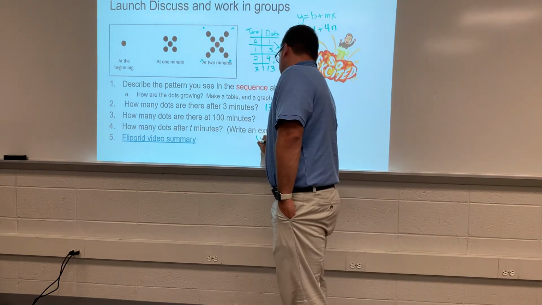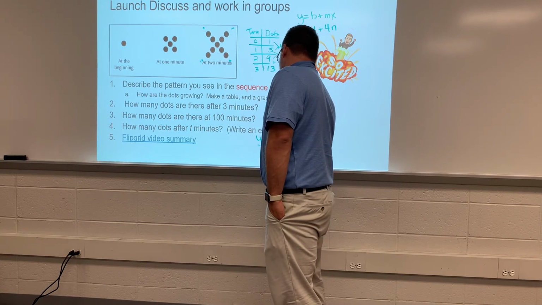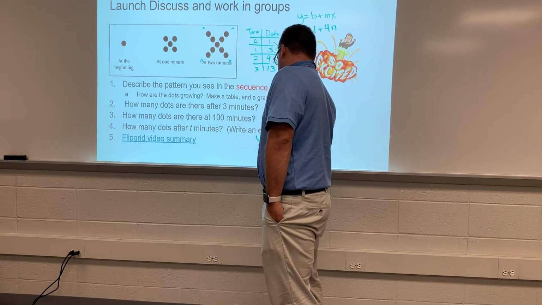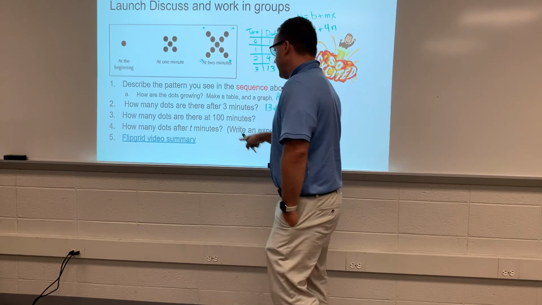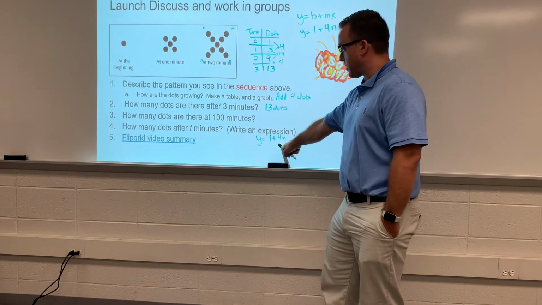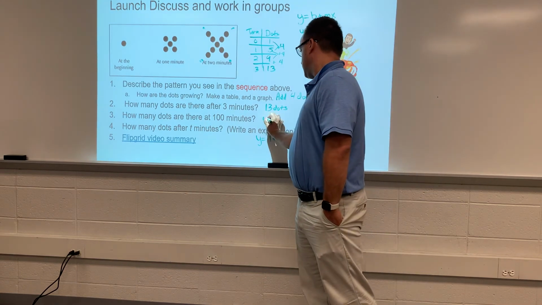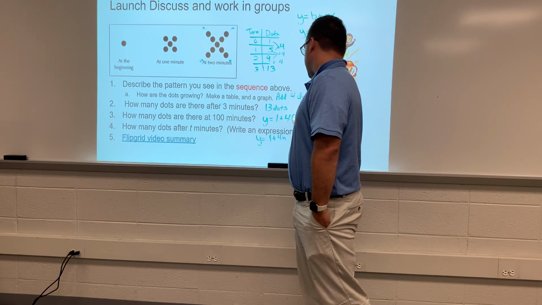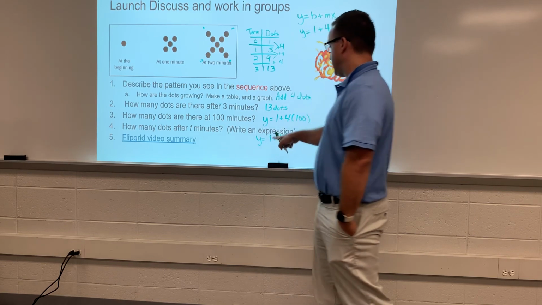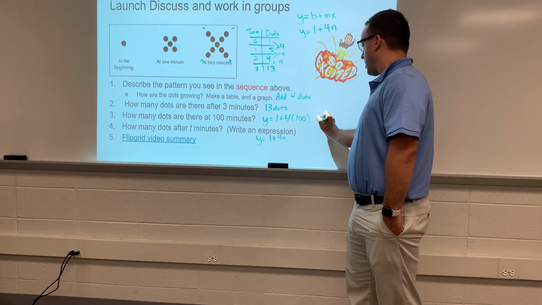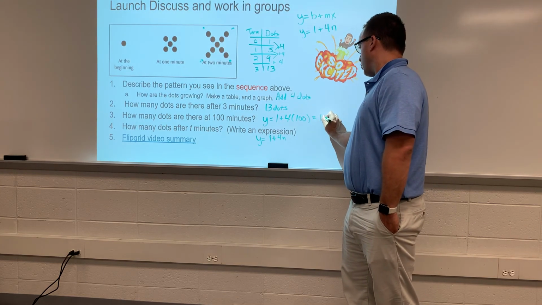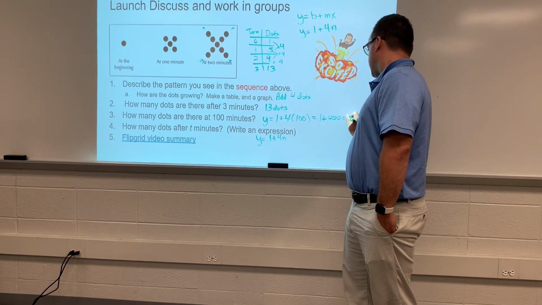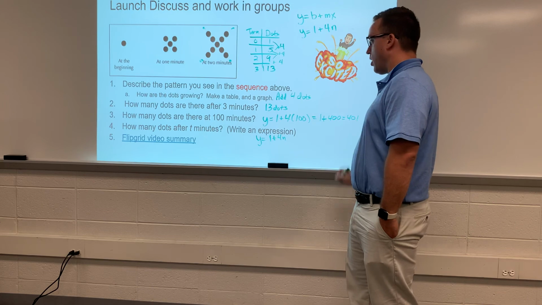So this answered that question, y equals 1 plus 4n. Then I'm gonna use that expression to answer this question. So y equals 1 plus 4 times 100 minutes. Then 4 times 100 is 400. So I have 1 plus 400. So that's going to give me 401 dots.